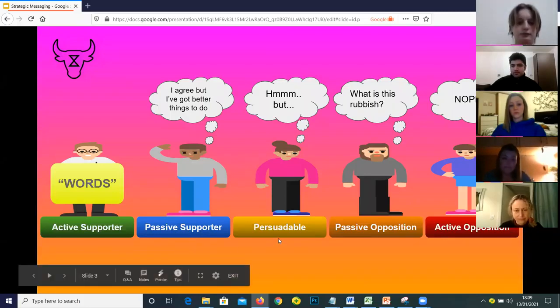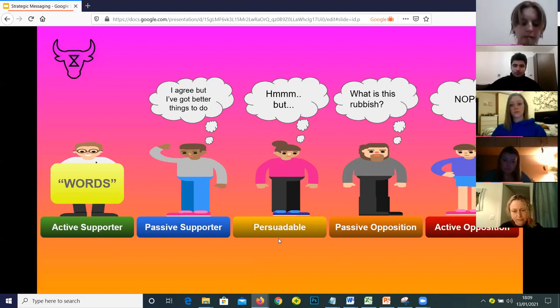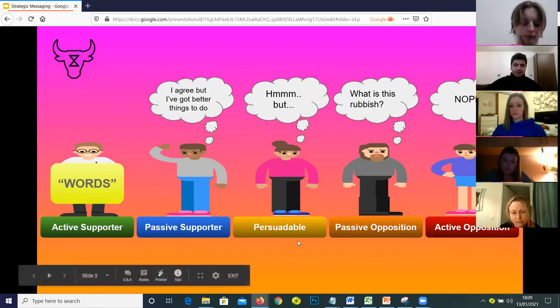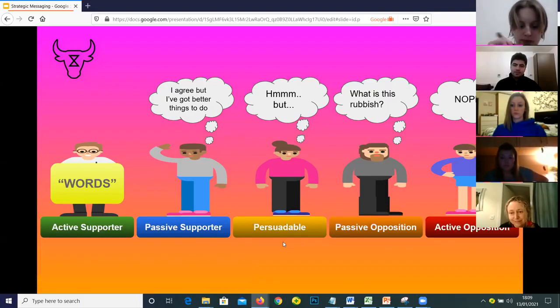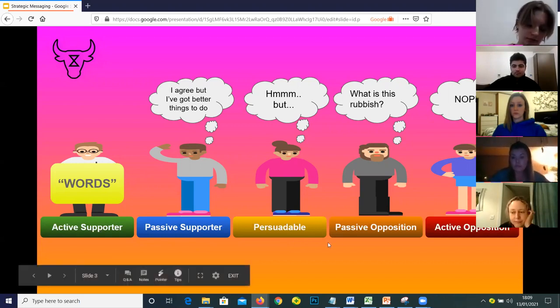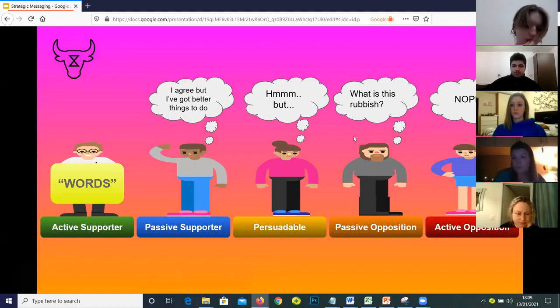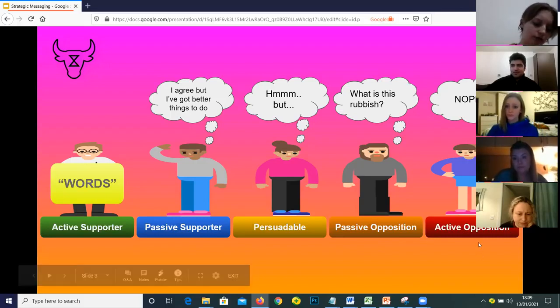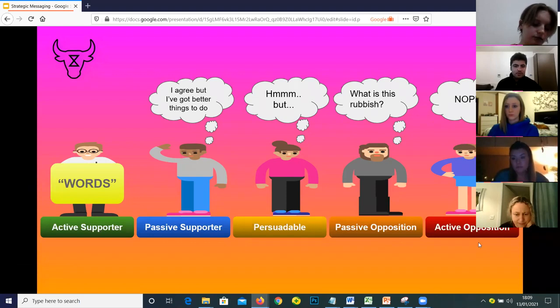We then have persuadables. Strategic messaging is primarily targeted towards persuading the persuadables, right? So they'll think about it and they'll be receptive to it, they'll perceive the message, but they might just say "but" and carry on with their lives, go about their business. We then have our passive opposition, who might respond with "what is this rubbish" when they see our words, and then we'll have our active opposition who'll say "nope" and just not be receptive to our messaging at all.